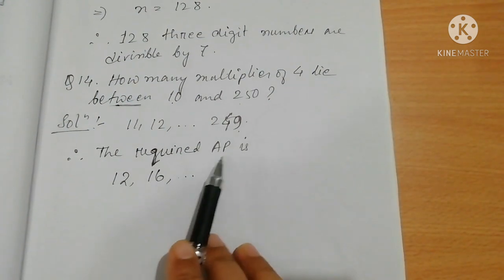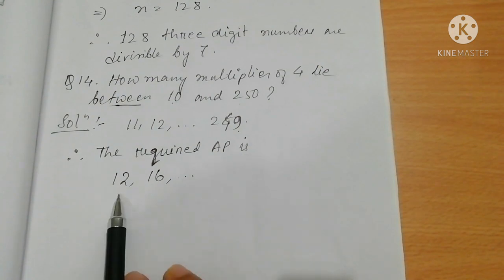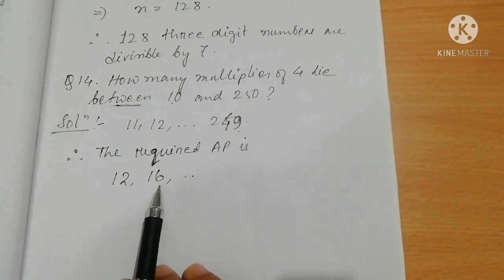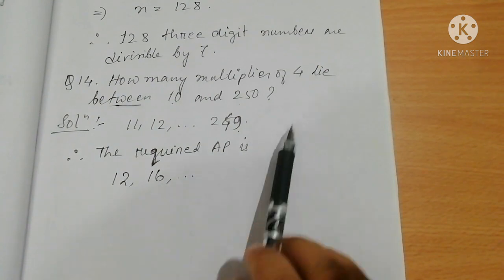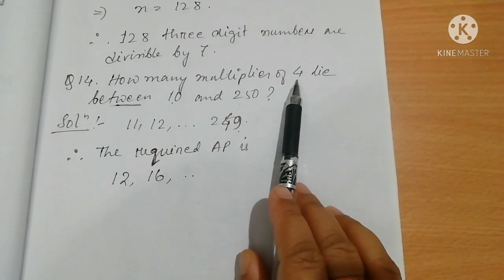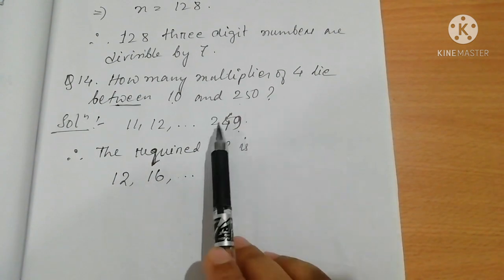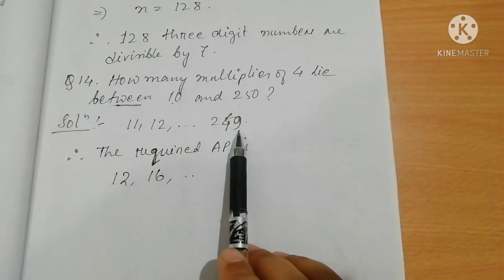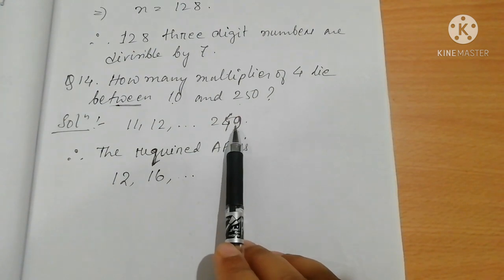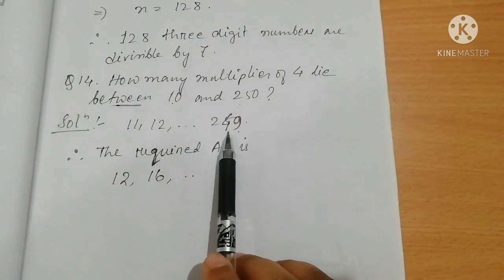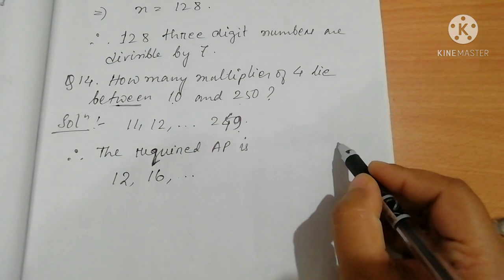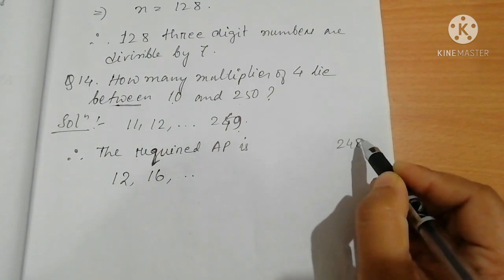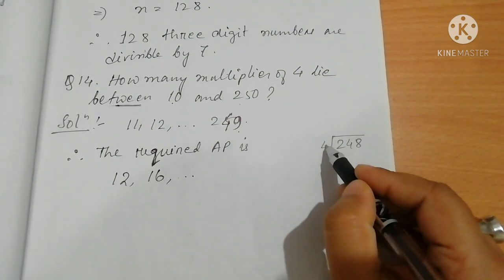So the required AP is 12, 16. As we know, the multiples of 4 are always even numbers. So 249 is not an even number, but the number before 249 is 248. So let us check whether 248, which is an even number, is divisible by 4 or not.